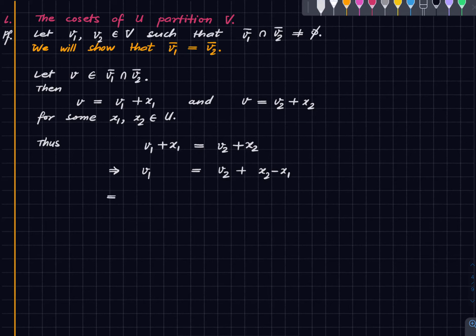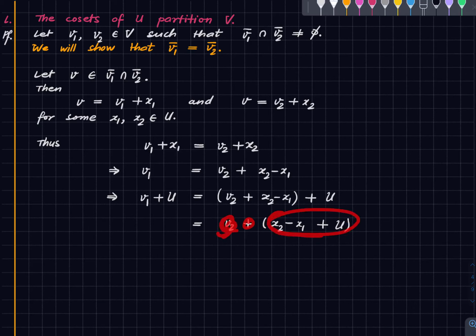Therefore, v1 plus U is equal to v2 plus U. But this is equal to, and this is a very small exercise. So here things have to be understood. This is a set. v2 plus that set just means add v2 to everything in here and create another set. That's what it means. It's very simple, but has to be proven.